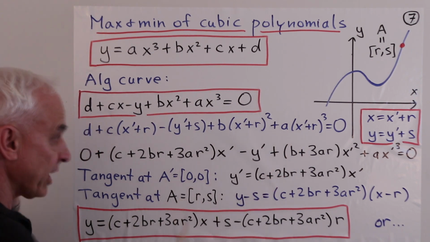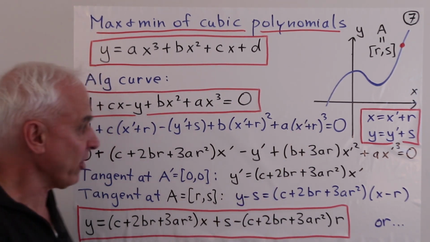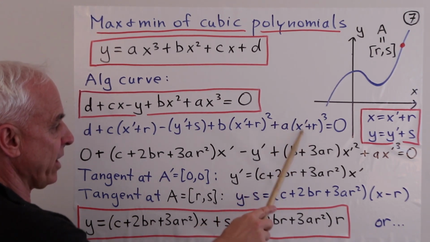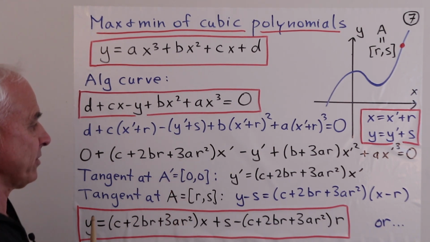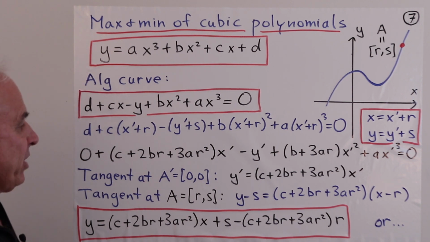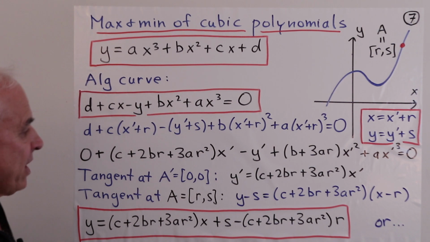And over here we'll also get a coefficient of x prime because when we expand this with the binomial theorem, there will be a 3ar squared x prime appearing. So a coefficient of 3ar squared. So that's all the linear terms in x prime we're going to get. There's only a single y prime occurring with a minus sign there.